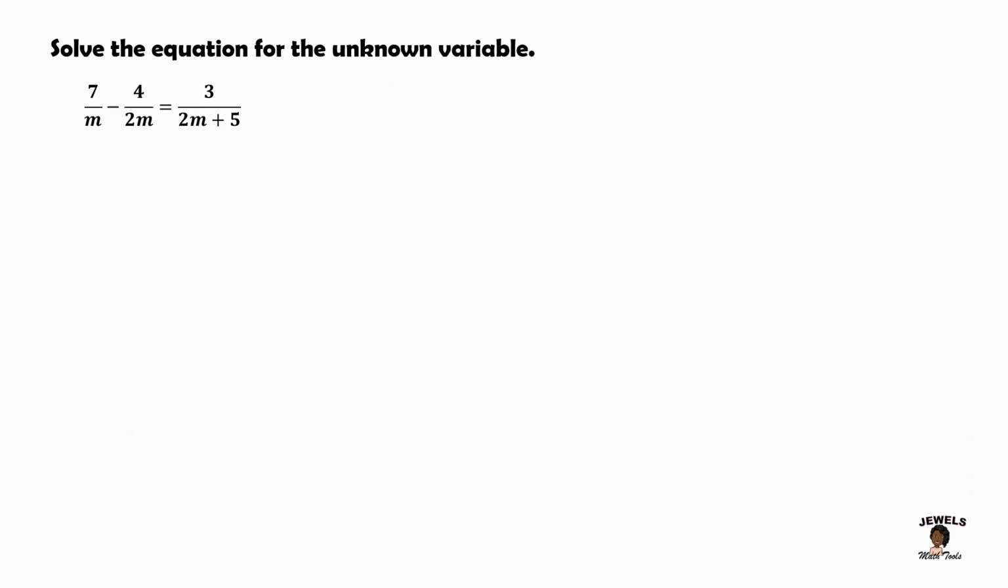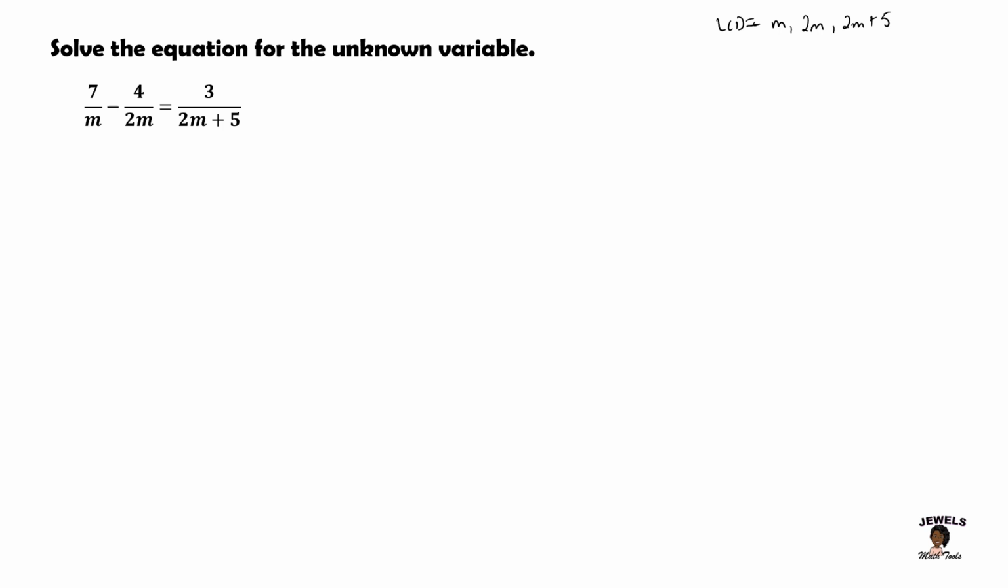So we're going to begin solving our rational equation by finding our LCD first. I remember that the LCD we find by using all of the terms in our denominators. So in my first fraction, I have an m in the denominator. The second fraction, we have 2m. And in my third fraction, we have 2m plus 5.